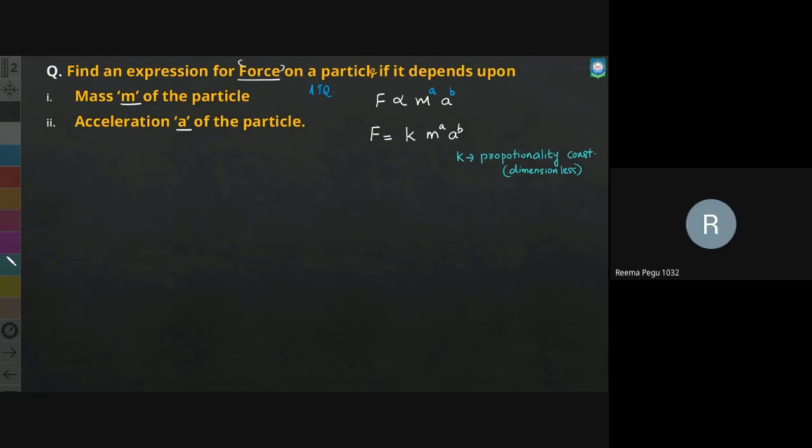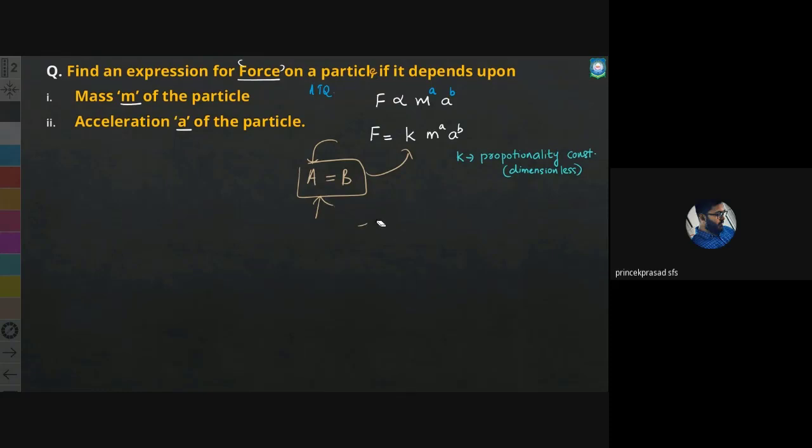Now in previous classes we have studied, what does the principle of homogeneity tell? This equation has how many terms? This is the equation. It has how many terms? Only 2 terms. F is equal to K times M raised to a raised to b. Or generally I can write A is equal to B. F is A, B is this term. It has 2 terms. Now what does the principle of homogeneity tell in case of this equation? If it has 2 terms, the dimension of A is equal to the dimension of B.